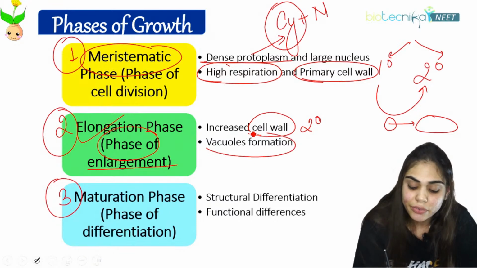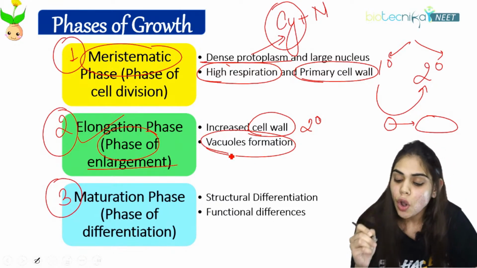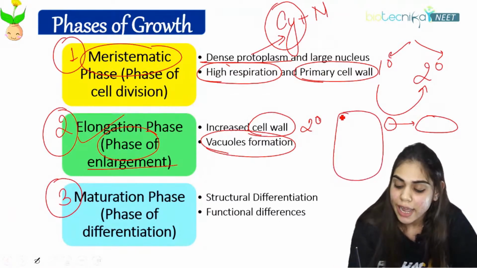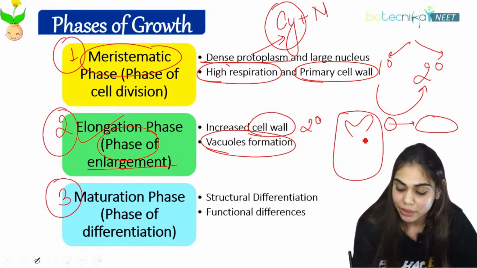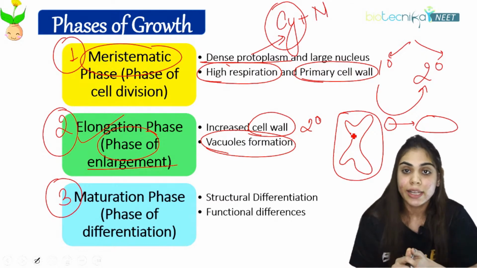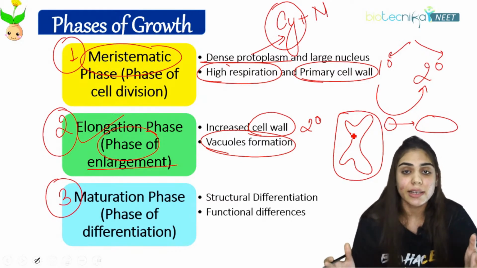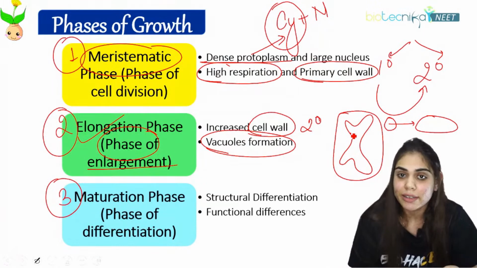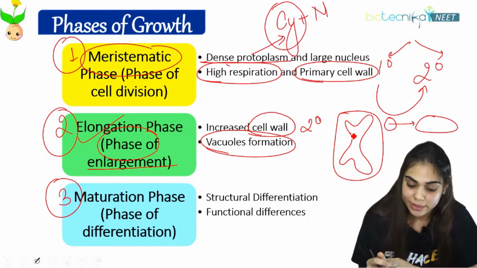Now, what is the significance of forming these vacuoles? You all know that the plant cell has one big vacuole at the center that occupies the maximum space of the cell, and that is why the cell starts enlarging, because the cytoplasm increases. The vacuole formation takes place at this stage only.